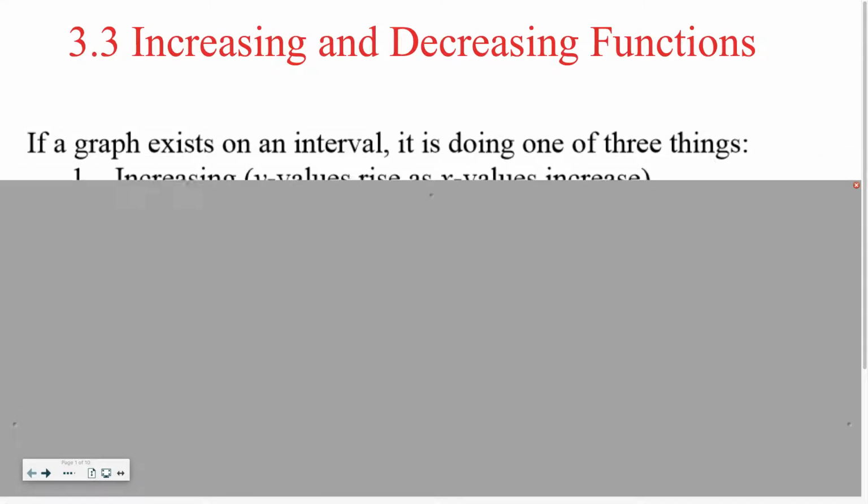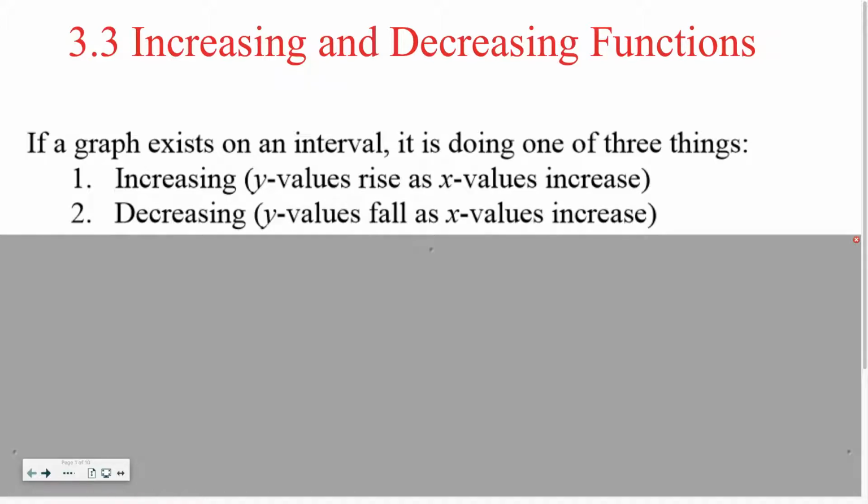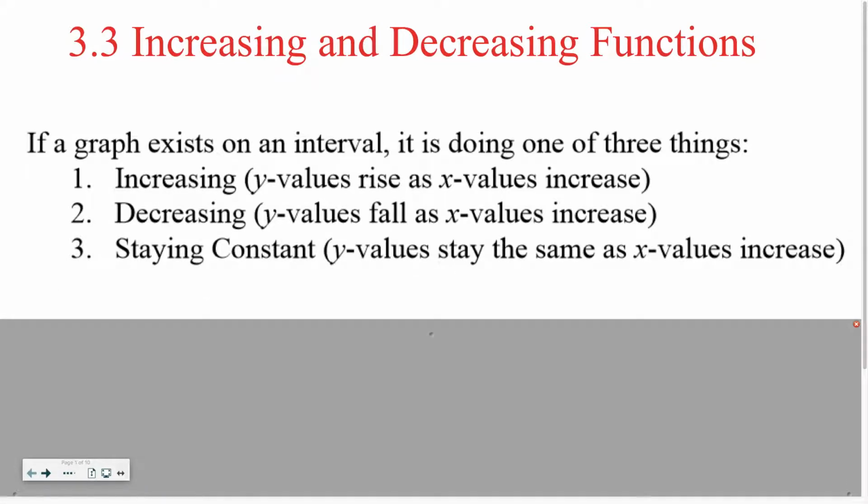So I want to go back to this concept of increasing and decreasing. Do you agree that three things can happen in our graph? We can increase, we can decrease, or we can stay the same. There's really nothing else that can happen. If we are increasing, what's happening with our y values? They're getting bigger. If we're decreasing, what's happening with our y values? They're getting smaller. And if we're constant, your y values are staying the same.